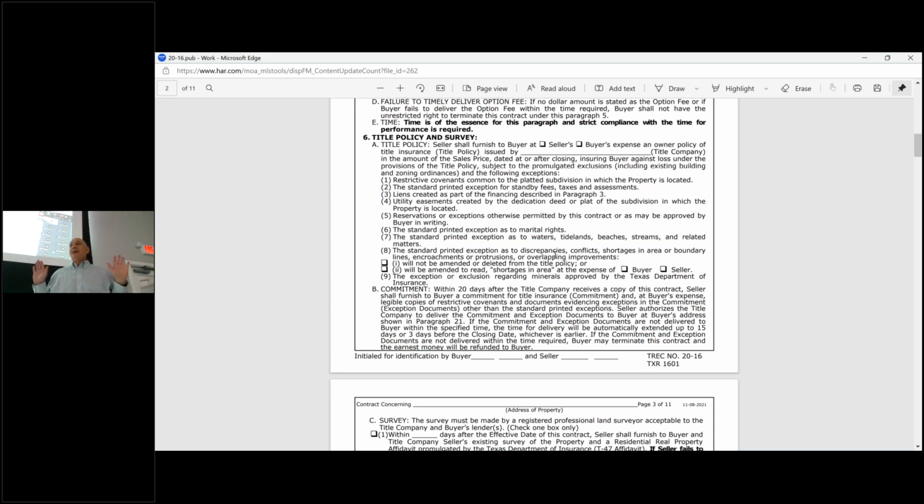But the title company is not going to be involved. That's a shortage in area discrepancy, not covered. So for that particular choice, you're saying it will be amended to say there is a shortage in area, but they're not going to... No, it says it will be amended to... That's right. What is it amending? The list of exceptions from coverage. And it's going to delete all the other exceptions except shortages in area.